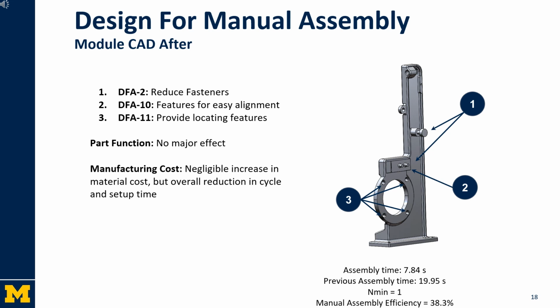We were able to reduce the number of fasteners in various positions. We also added chamfers to screw holes for easier alignment with the motor and added locating features so that we can locate the tensioner subassembly easier. This was able to decrease the assembly time from 19.95 seconds to 7.84 seconds. We were also able to increase the manual assembly efficiency to 38.3%.